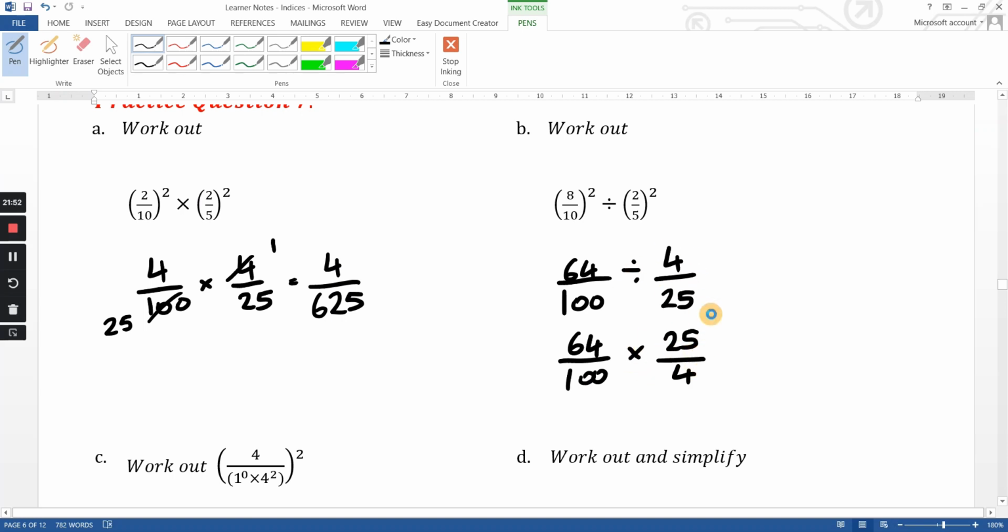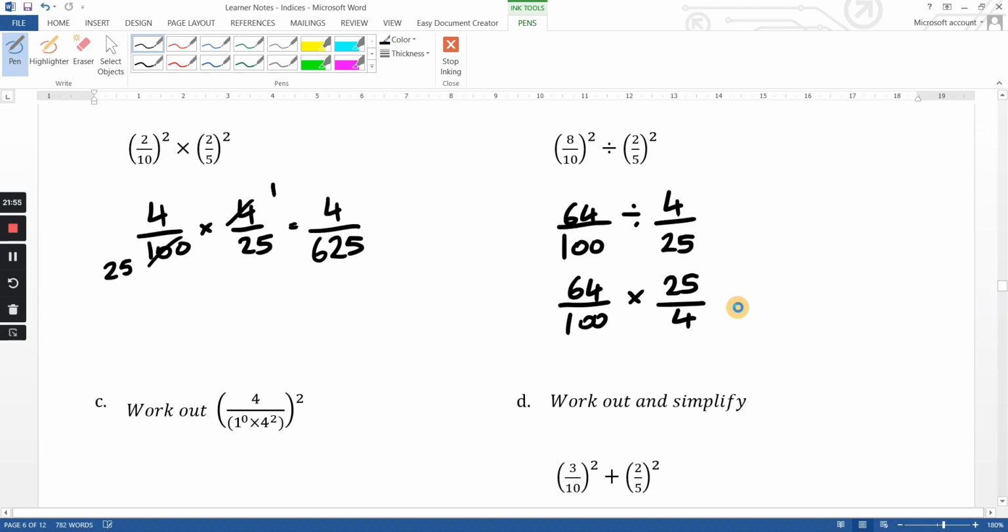I know a lot of people don't like doing keep, flip, change, and you know the reasons behind it. To be honest, whatever works for you, just use it. We've got other things to worry about. 4 goes into this once, 4 goes into this 16 times, and 25 goes into that once, 25 goes into that 4 times. Oh, I can simplify here as well. So 4 goes into that once, 4 goes into that 4 times. So 4 times 1 is 4, 1 times 1 is 1. My answer is 4.